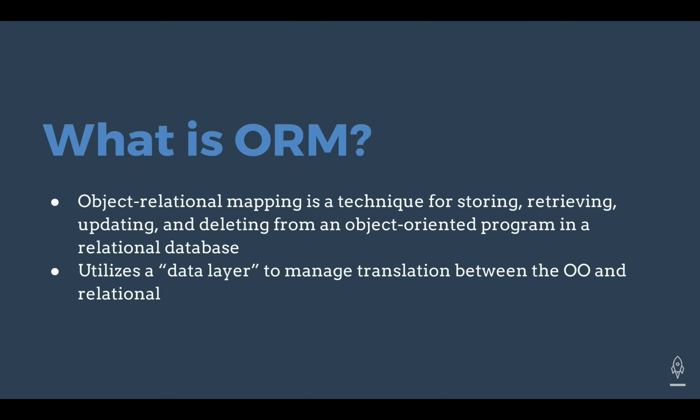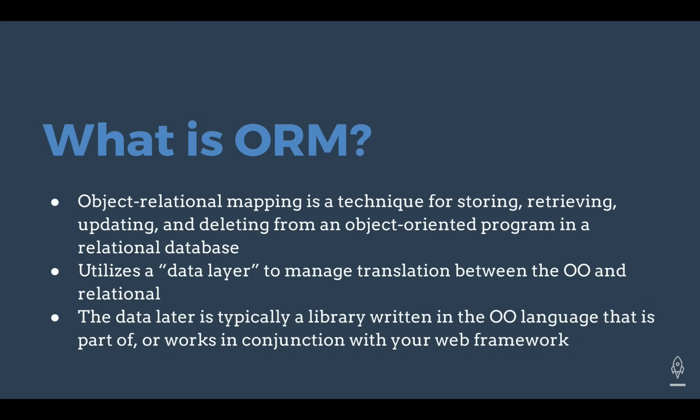ORM systems utilize what's often referred to as a data layer that will exist between your model classes and the database and will manage the translation between these two worlds. And we'll look at exactly what the differences between those two worlds are and why we need a data layer to manage that translation for us in just a moment. And the data layer is typically a library that is written in the specific object-oriented language like Java or C#, and that is part of or works in conjunction with the web framework that you're using to write the rest of your application.